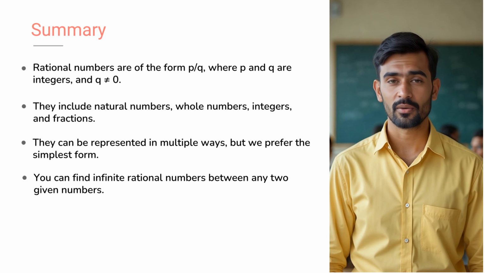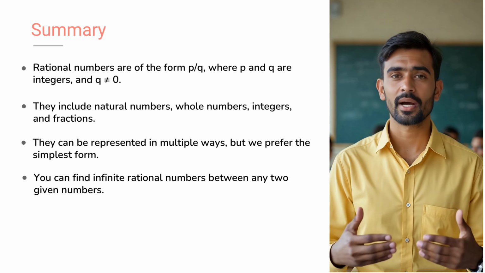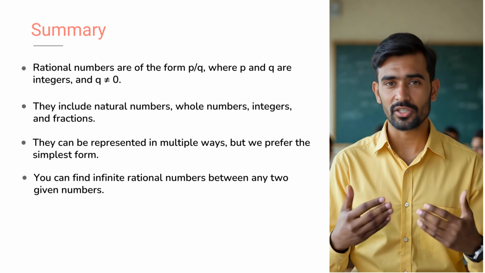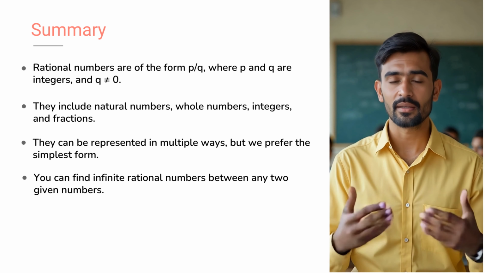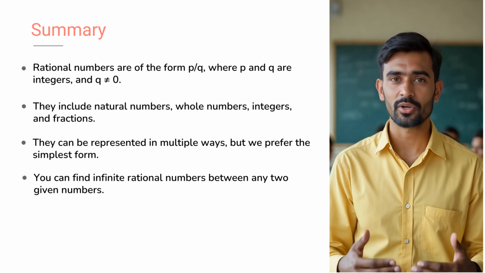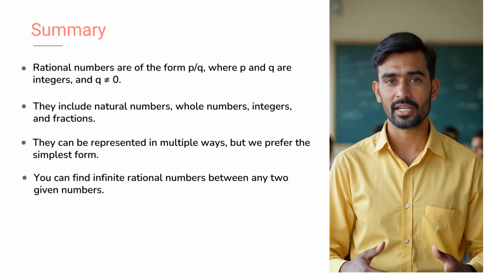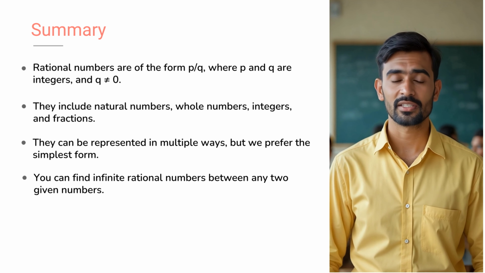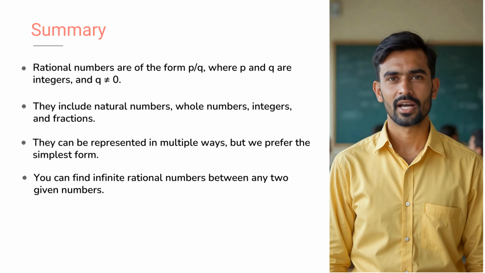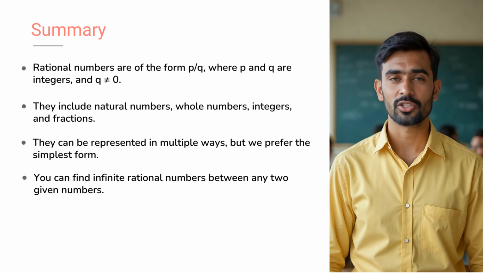Quick recap. Rational numbers are of the form p by q, where p and q are integers and q is not equal to 0. They include natural numbers, whole numbers, integers, and fractions. They can be represented in multiple ways, but we prefer the simplest form. You can find infinite rational numbers between any two given numbers.